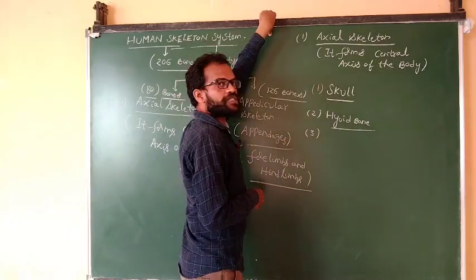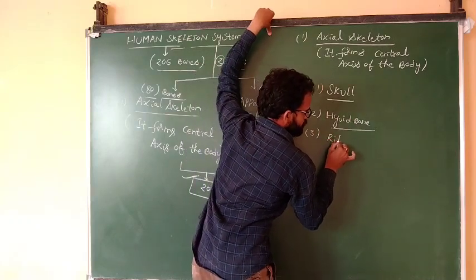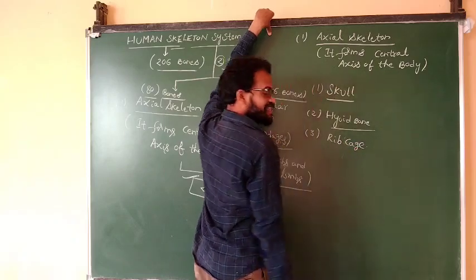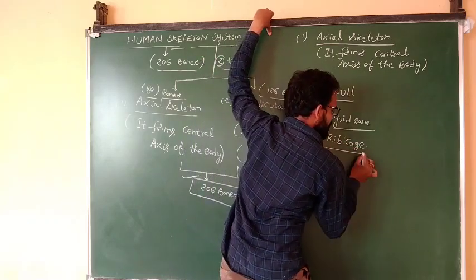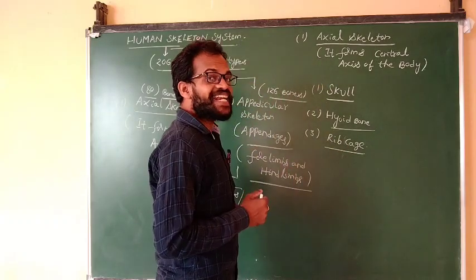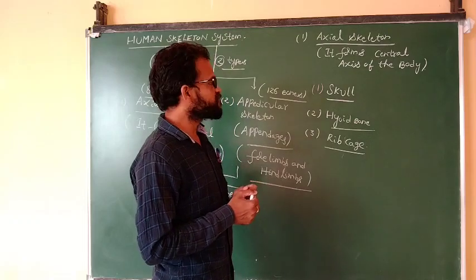The third important bone is known as the rib cage. Rib cage. The rib cage is also part of the central axis of the body.